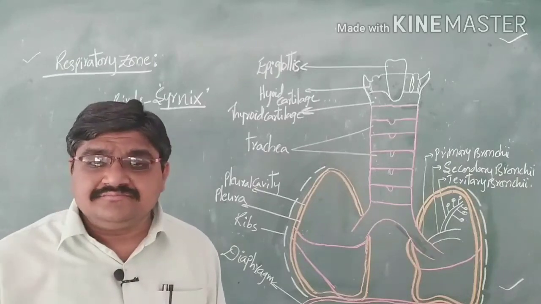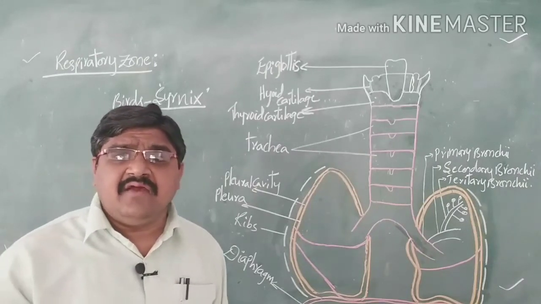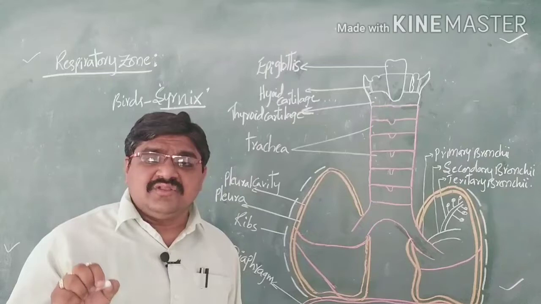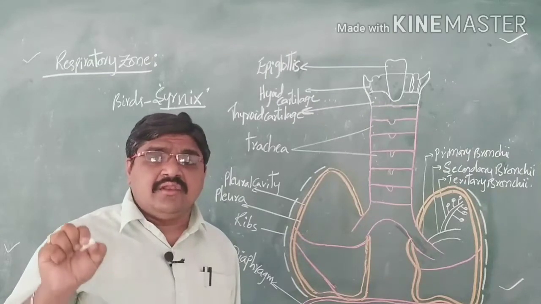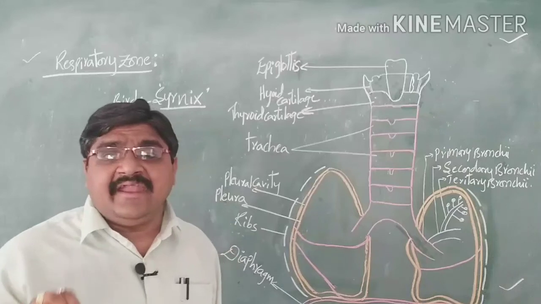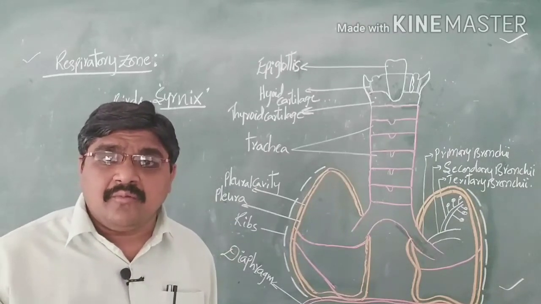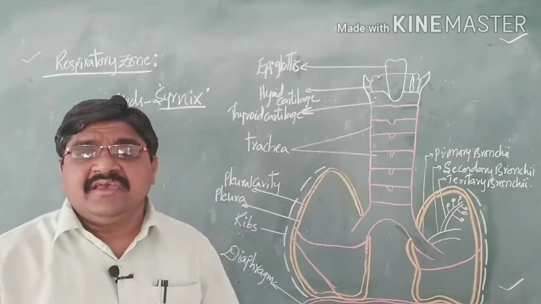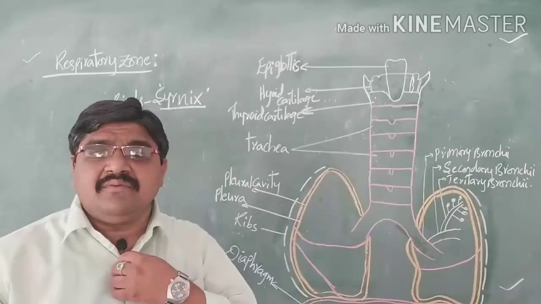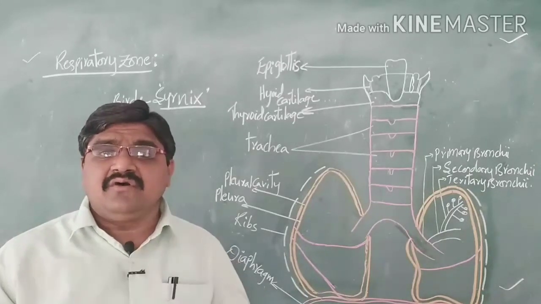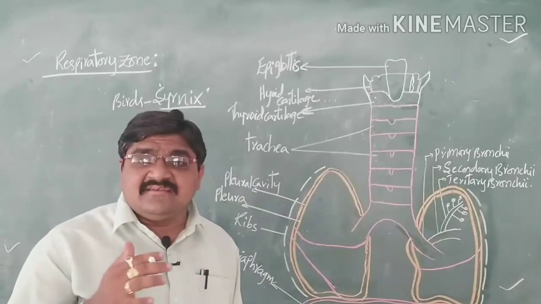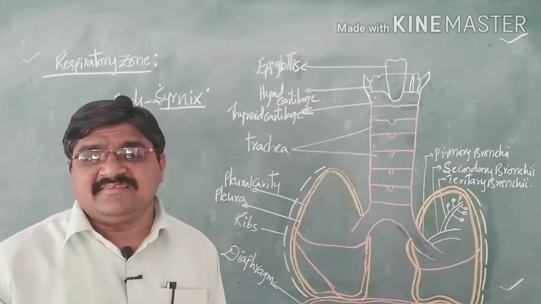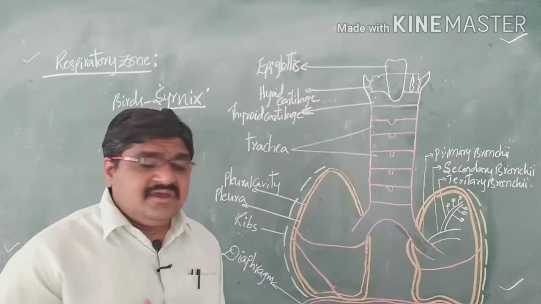And also here, the thyroid cartilage is present, which is more prominent in males than in females. The thyroid cartilage, which is more prominent, we can call an Adam's apple. This Adam's apple is more prominent in males than females. And also the trachea is made up of 16 to 20 C-shaped cartilages.